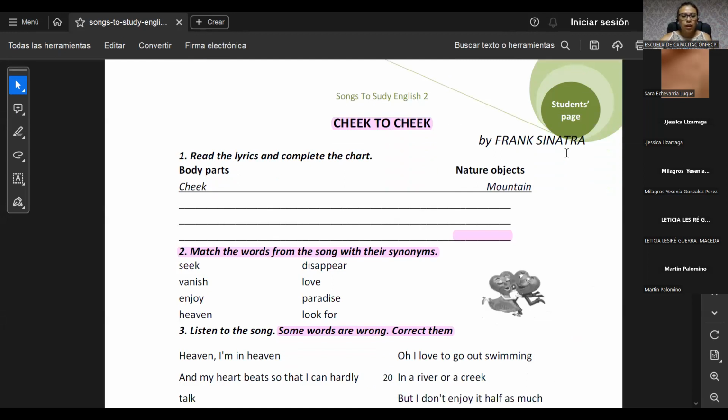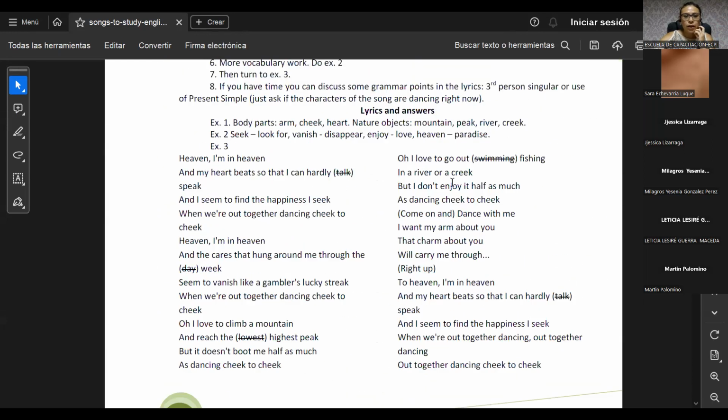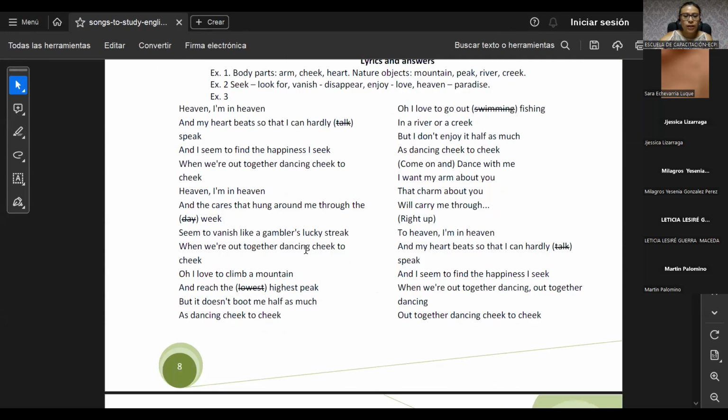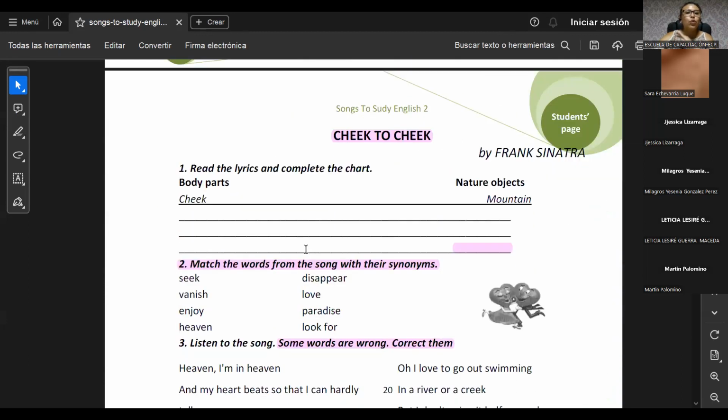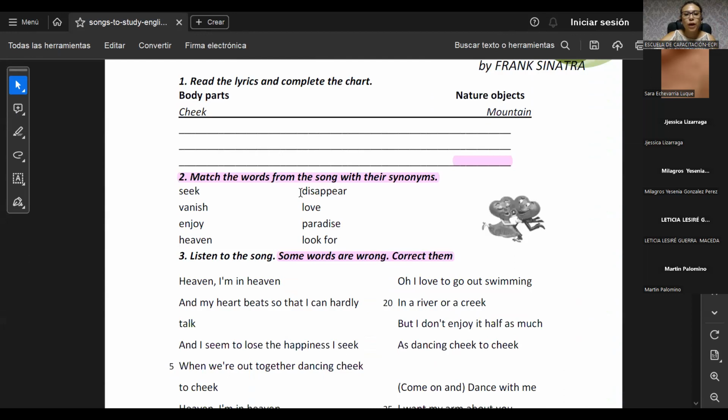This is by Frank Sinatra. It says, cheek to cheek. This is the song, okay, this is the song. And these ones are the incorrect words. So that is one of the exercises that you have to eliminate, you have to drop the incorrect word.